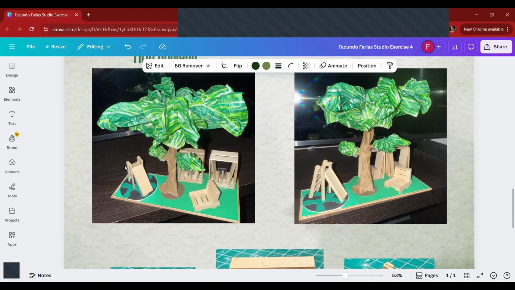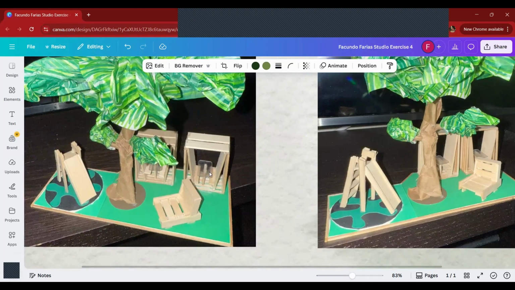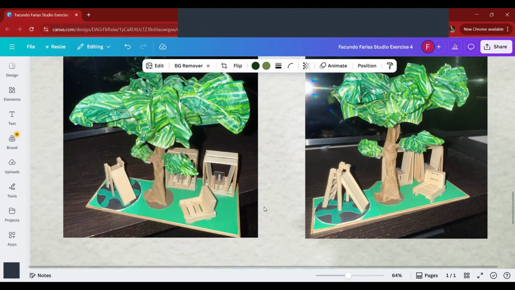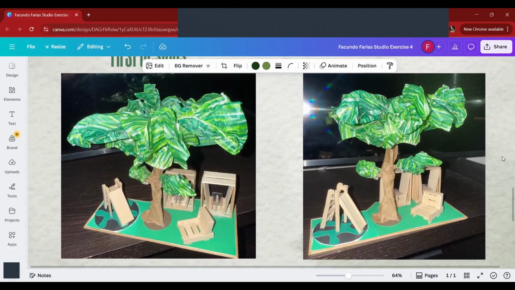I used basswood sticks for this part, and also, I don't remember the other name, but it's basically a basswood, you know. And this one is acetate that I used. Some of the material I used before with Professor Alvarez in the design one. I had class with him last semester.